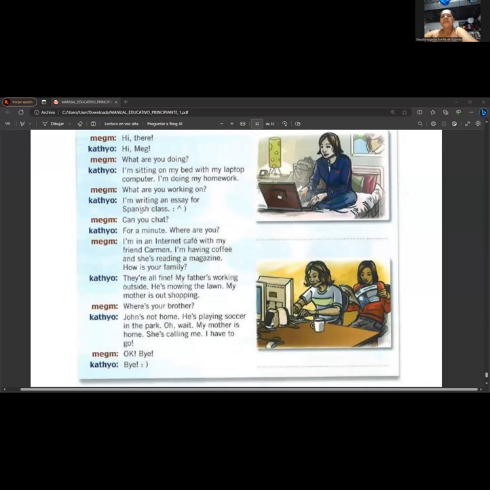Hi there. Hi, Meg. What are you doing? I'm sitting on my bed with my laptop computer. I'm doing my homework. What are you working on? Reading. Is it for Spanish class? Can you chat? For a minute. Where are you?